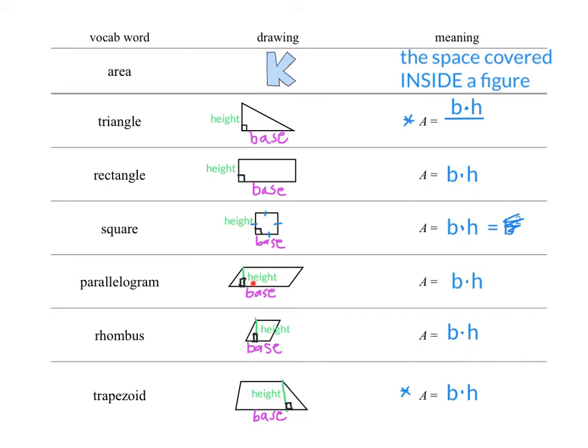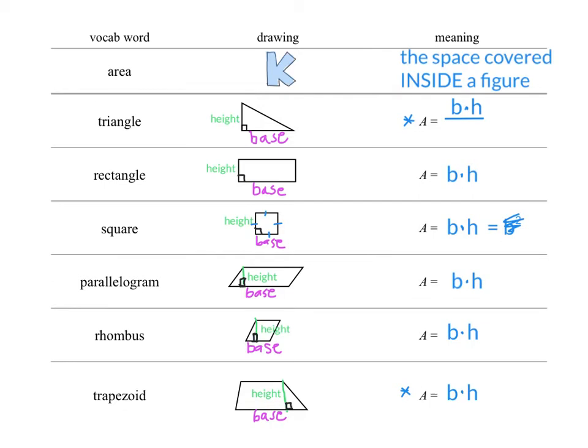Now be careful on the parallelogram and the rhombus that you do not use this side right here. Okay, the leaning side, if you will, do not use that as the height. Remember what we talked about. The height has to be perpendicular or form a right angle with the base. So base times the height on the inside. The base times this height right here on the inside. Do not use the leaning sides. So these 4 right here are all, in fact, base times height.